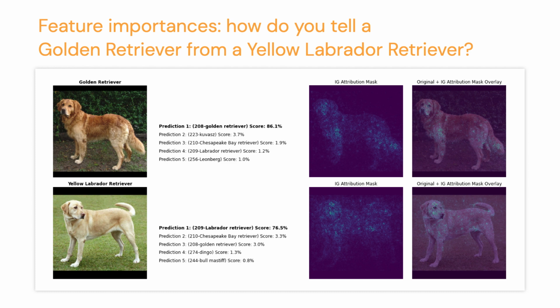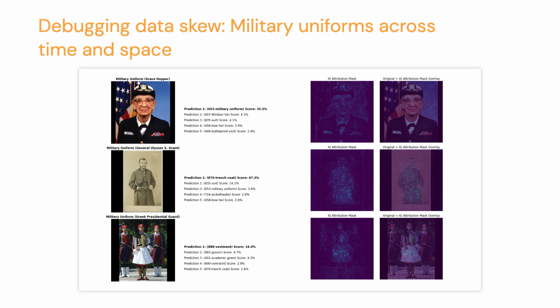Going forward, you can use this insight to improve your model's performance further through refining its learned representations of these two dog breeds by retraining with additional examples. The next use case for integrated gradients is debugging data skew.